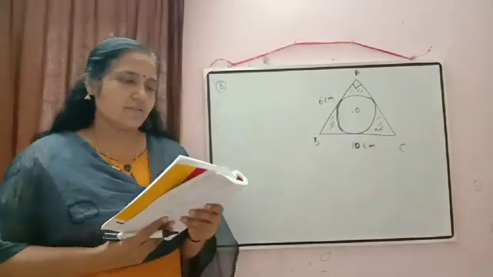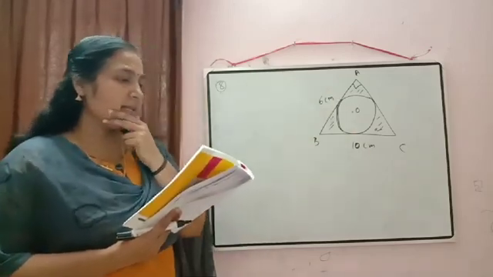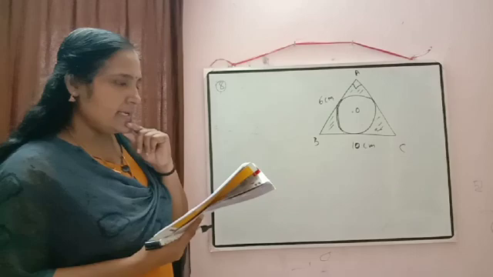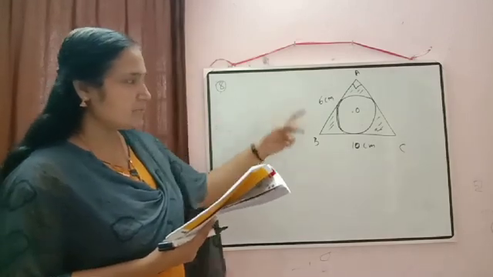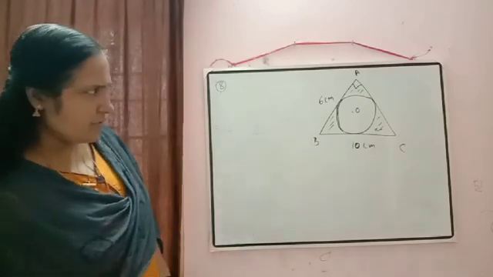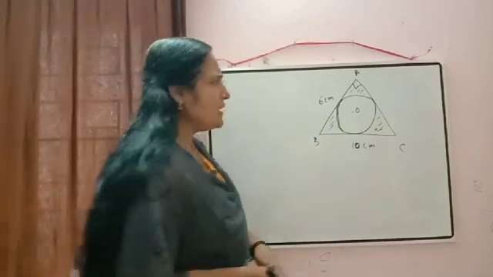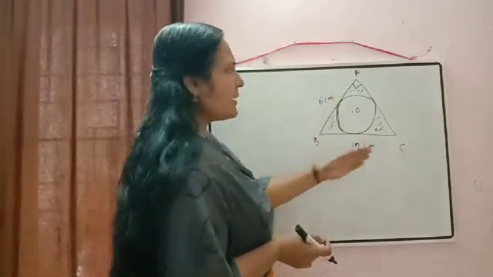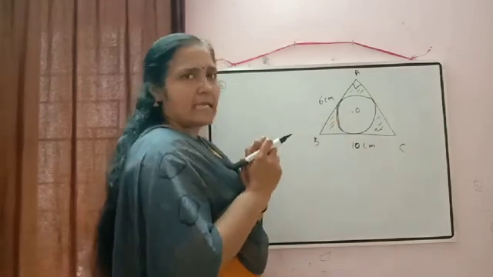Now all of you, in this question you can check, it is given triangle ABC is a right triangle with angle A 90 degrees. Find the area of the shaded region. AB is equal to 6 centimeter, BC is equal to 10 centimeter. So from the diagram it is clear. To get the area of the shaded region, what do we need? We just have to subtract the area of the circle from the area of triangle ABC.